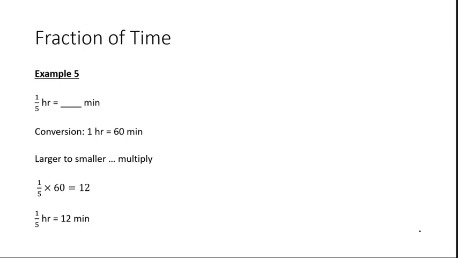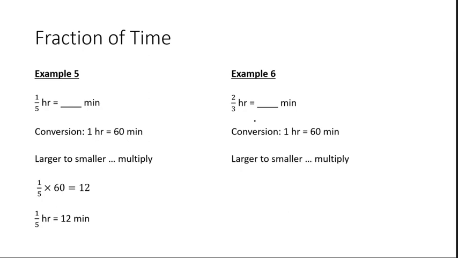Let's try one more example like this. And here we have a different fraction. And we're trying to find 2/3 of an hour equals how many minutes. So here the conversion is 1 hour is 60 minutes. And again, we're going from larger to smaller, so hours to minutes. So we multiply. And you multiply 2/3 times the 60.